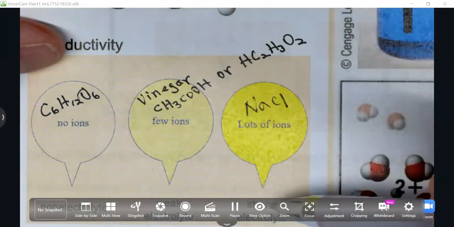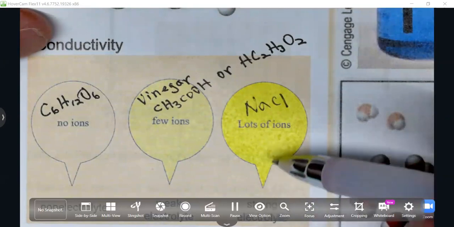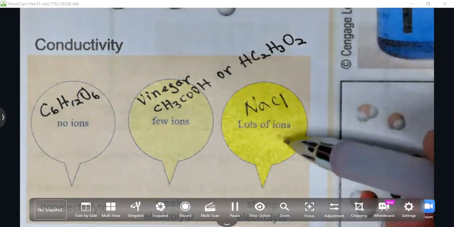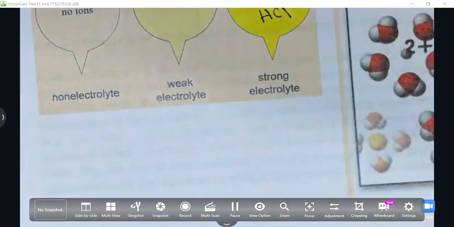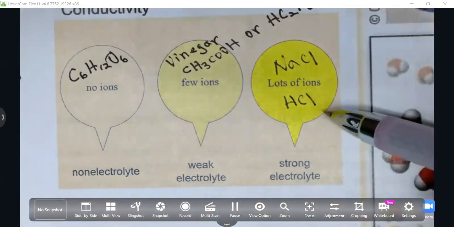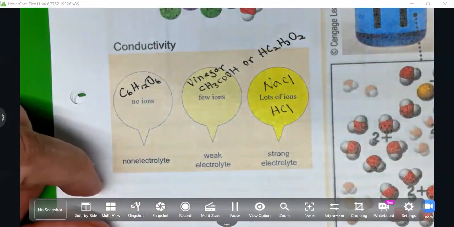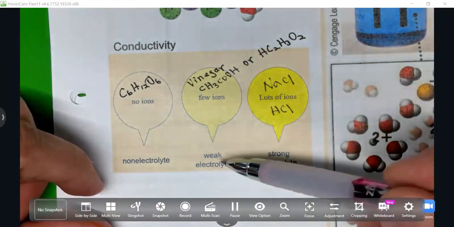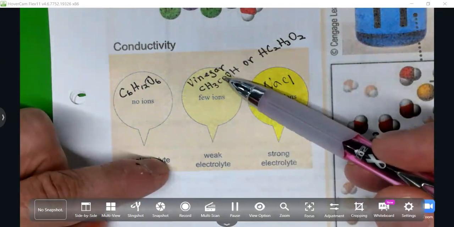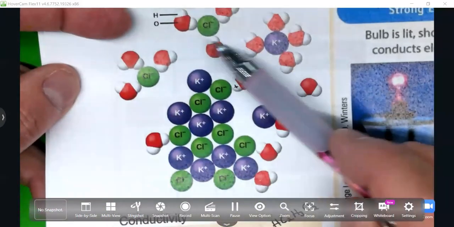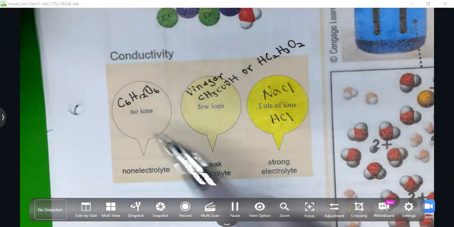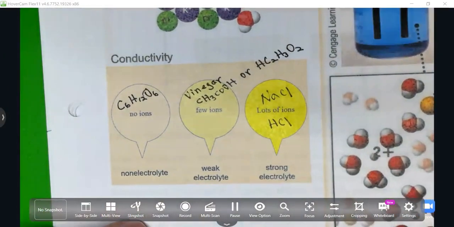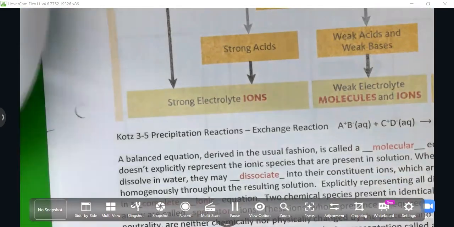Summarize, strong electrolyte. If it is a strong electrolyte, you're going to get a whole bunch of ions. Strong acids would work. HCl would work. You are going to get a lot of ions. If you have a weak electrolyte, you barely get a few ions to split off, and otherwise no ions. Let's go to the next page.